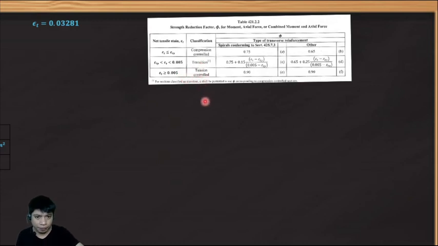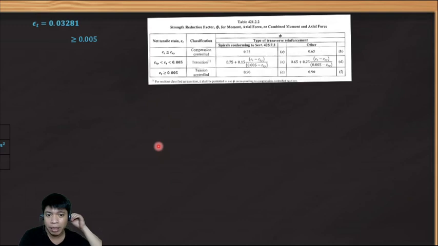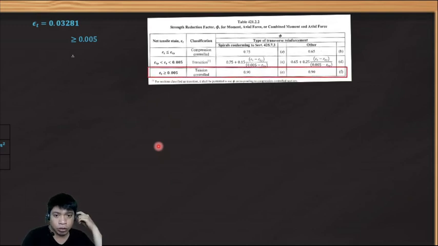Okay? So, iyong ating 0.03281 na value ng tension strain is actually greater than 0.005. Tama ba? So, therefore, it is tension controlled. So, dahil tension controlled siya, guys, nandito, guys, iyong ating mga value ng phi, no? Ito iyong ating pipiliin, guys.